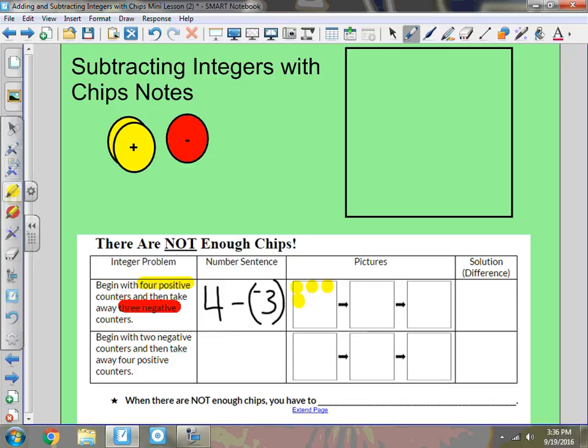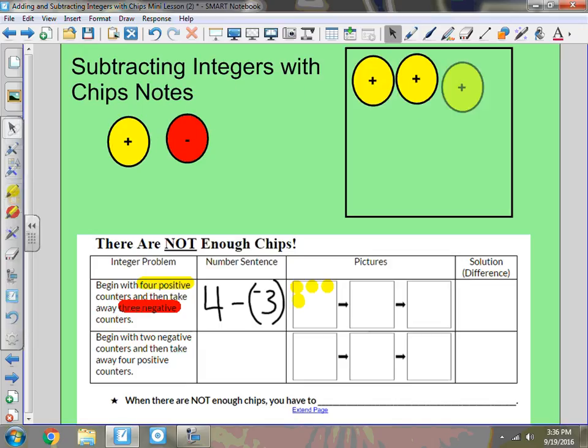So I've got those 4 positives, and it looks like I'm trying to kick out 3 negatives. However, I don't have any negatives. I've only drawn yellow circles, so I don't have any negative chips to kick out of my party. In order to kick them out, they have to come to the party first. So in the middle of my party, I'm going to realize I don't have enough, and I'm going to put the 4 that I've already got, 4 positive.